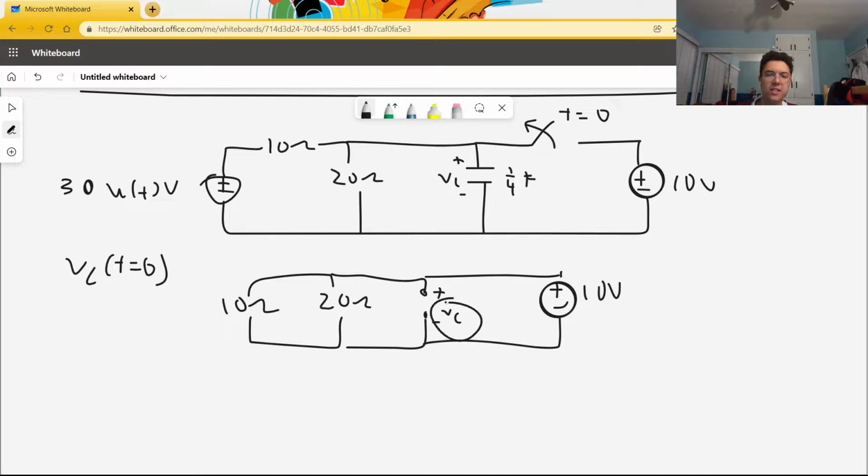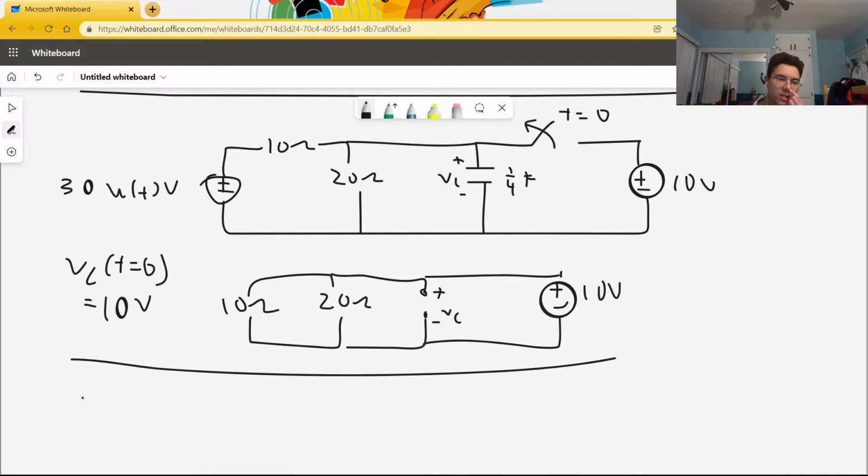This means that Vc at time equals 0 can be extremely easily determined because, and think about this for a little bit before I give you the answer. Think. Vc is parallel to 10 volts, which means the voltage across the capacitor at time equals 0 is 10 volts. Now we must determine the voltage across the capacitor at t equals infinity.